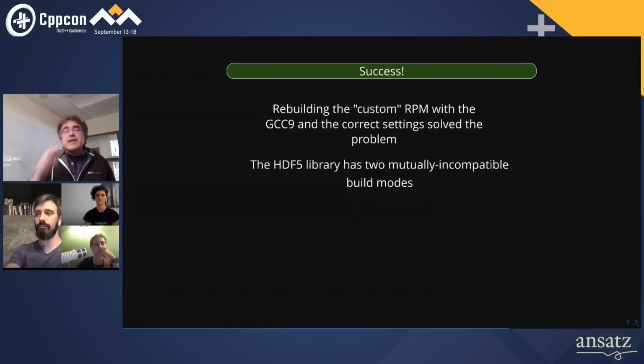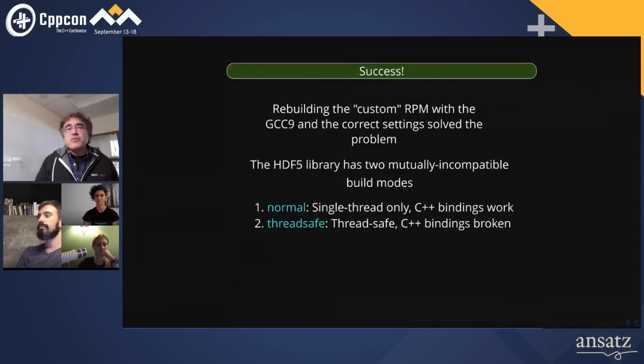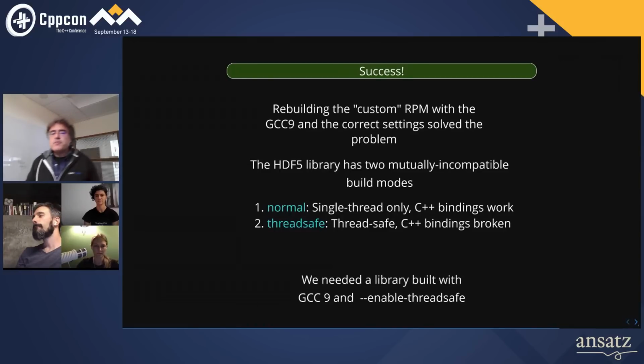Here's the issue. The HDF5 library has two mutually incompatible build modes. Normal is single-threaded only, but it's got C++ bindings that work. Or you can build it in thread-safe mode, which means that you can use it in a multi-threaded program, but it breaks the C++ bindings. There is a third mode that's supposed to give you both of these at the same time, but as far as we can tell, it just crashes. So the point is that we specifically needed a library built with GCC 9 and enable thread-safe. Building it with the old compiler and enable thread-safe didn't work.